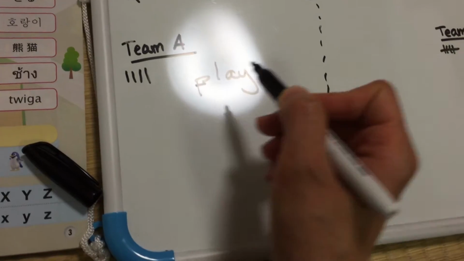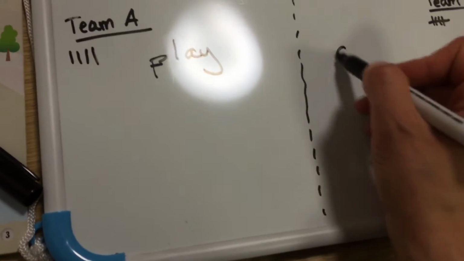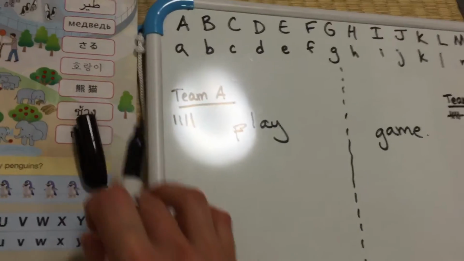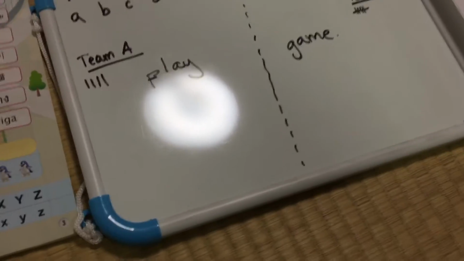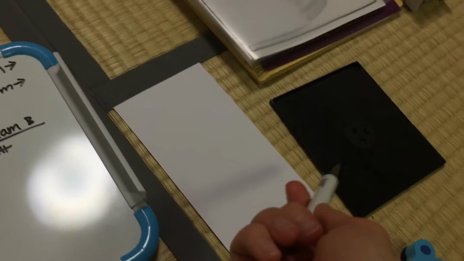Oh, that's weird. I'm looking through my phone to write this. And this one. So these are examples. So play and game. So then what I would do is I would start playing the Mission Impossible theme song.